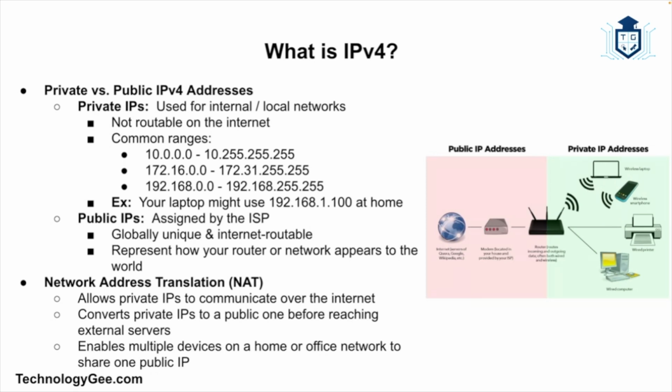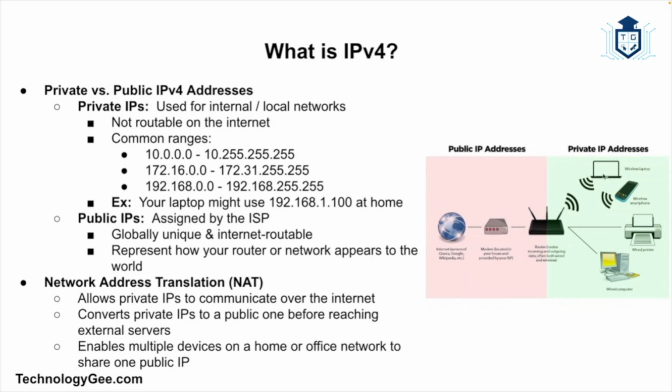Now, when it comes to public IP version 4 addresses, these are globally unique and assigned by the internet service provider. This is how your router appears to the outside world. In this diagram right here, the outside world, i.e. the internet, sends signals to your modem, which sends signals to your router. Your public IP address is the address that the internet sees.